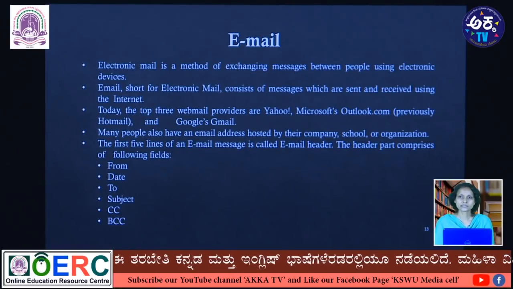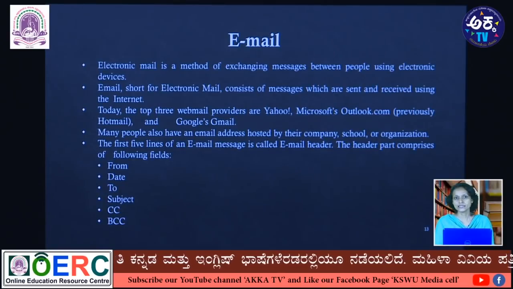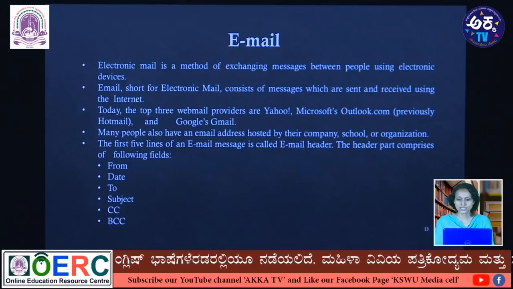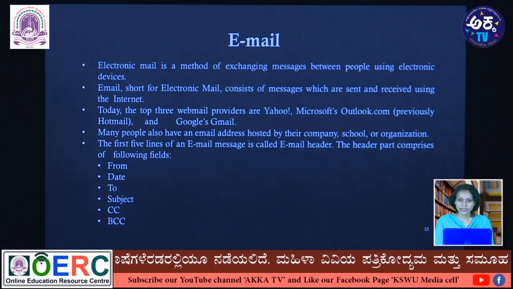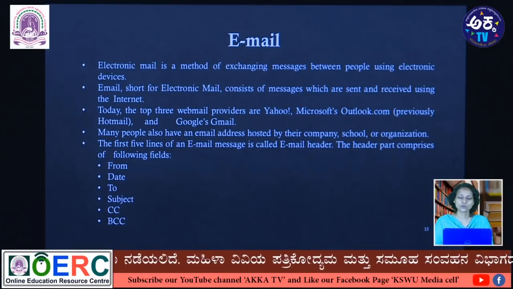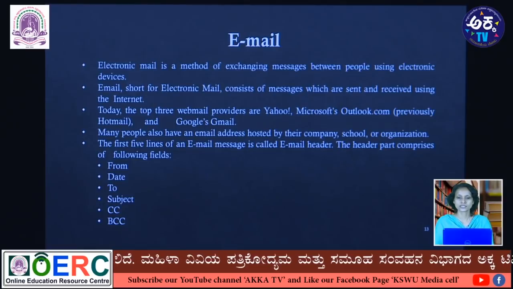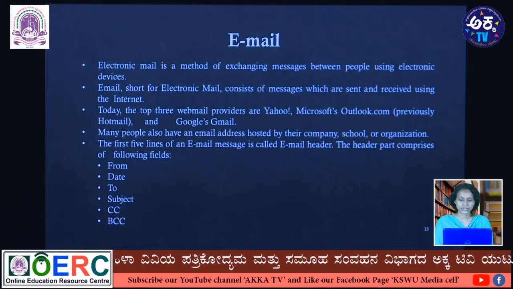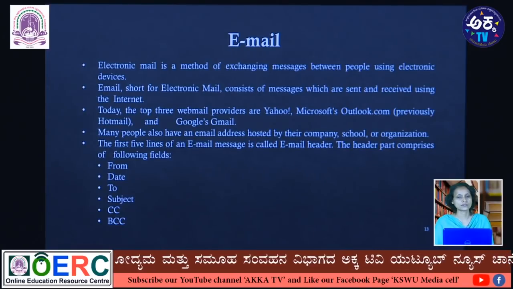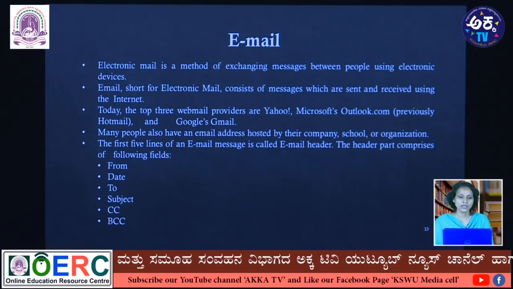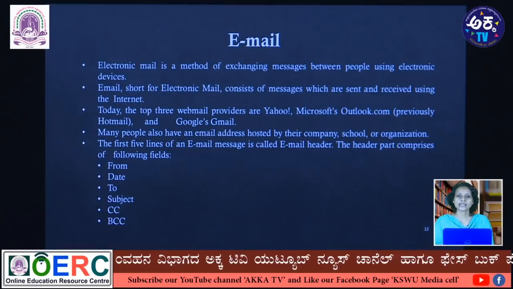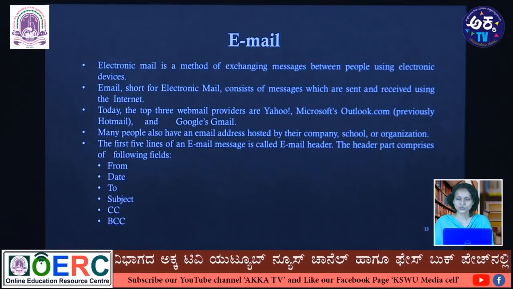So email stands for electronic mail, and basically it is used to transfer a message to anybody who is using a computer or electronic device at the other end. The receiver should have an internet connection, and a receiving device like a mobile, tablet, PC or laptop. Using email, we can send and receive messages.